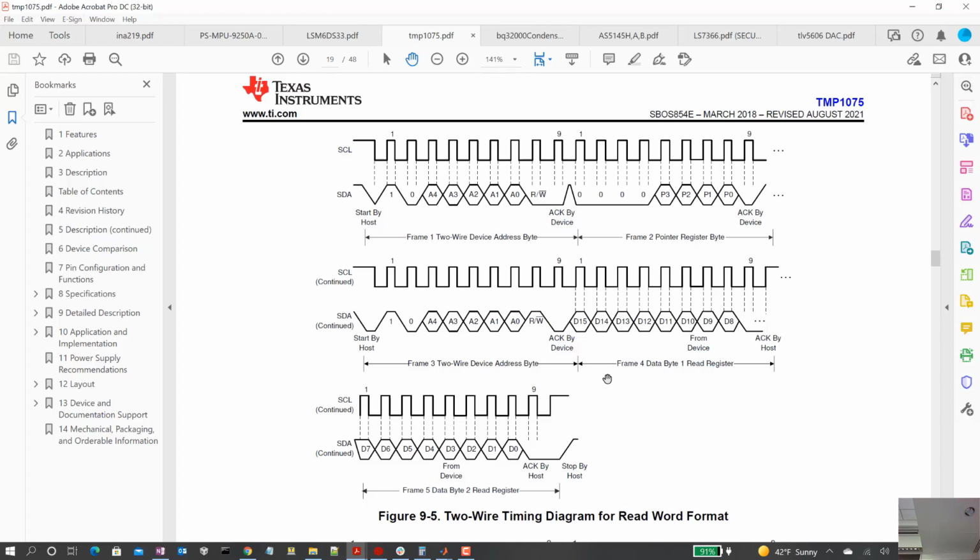Notice what they do. They, frame 2 is the pointer register byte. Remember I kind of called that the register. They're calling it what register it's pointing to.